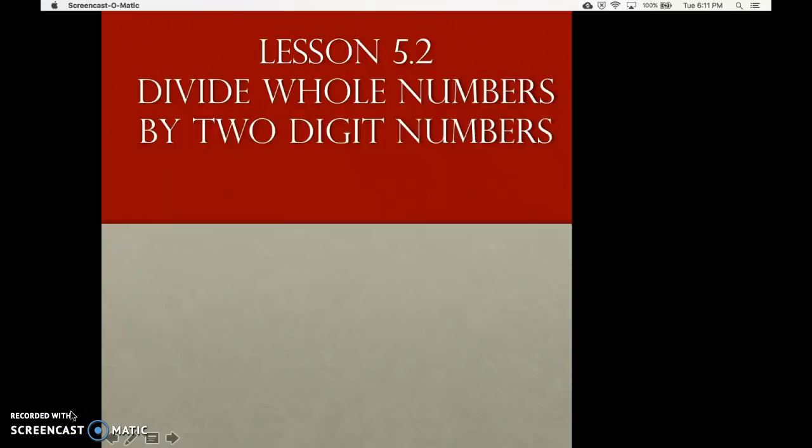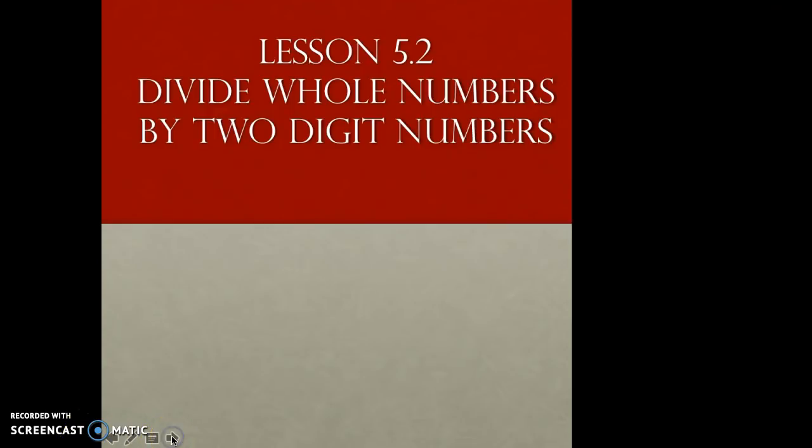All right, my friends, this is lesson 5.2. We're going to be dividing whole numbers by two-digit numbers. Now, before we go into this, let's not stress out. This really is exactly the same process we've been doing, only with numbers that are a little bit larger. We will practice together, so let's not worry.